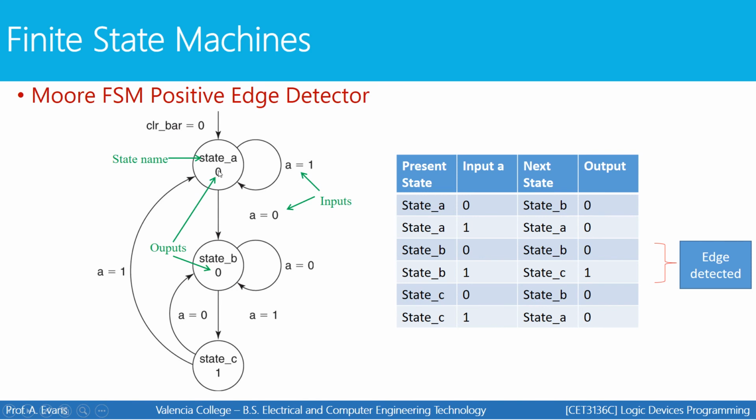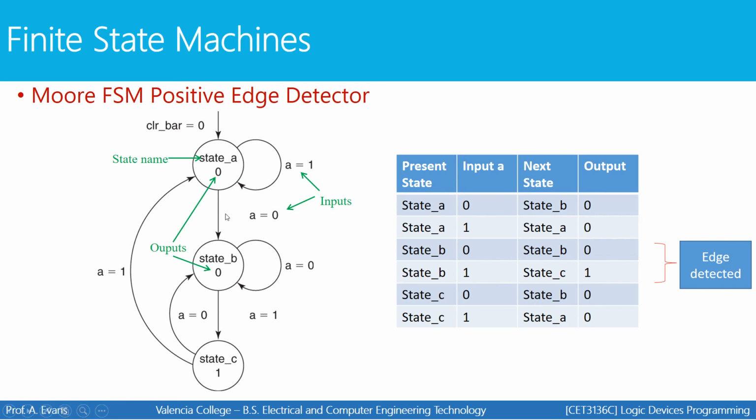What I want to happen is first the input should be a 0 to move us to state B. Once I'm in state B, if the very next input is a 1, I move to state C. And at that point, the output is high, letting me know an edge has been detected, a positive edge. So remember, the clear bar initializes us to state A. From state A, we must first detect a 0 to move to state B, and then detect a 1 to move to state C.